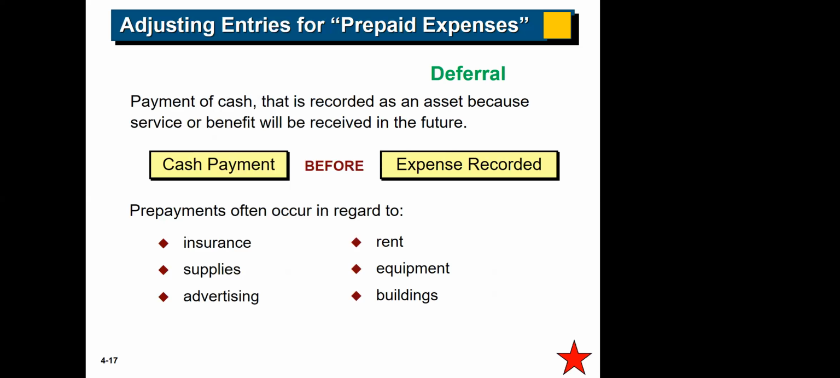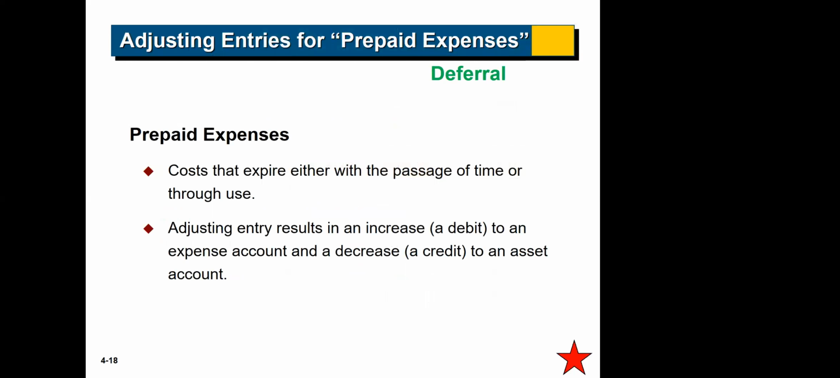Okay, we can't think of any other ones, so we're going to look at these now. These are things where the costs will expire over the passage of time or through using them. Passage of time would be things like prepaid insurance or rent. Using things up would be like supplies, because we're going to do an adjusting entry where we move stuff from supplies, the asset, to supplies expense as we use it up.